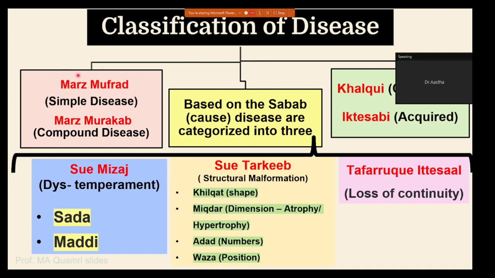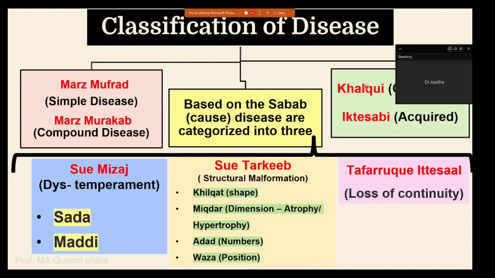There are diseases which are simple in nature, which we call marz mufarrad. Marz stands for disease, and mufarrad means simple diseases, where only one particular entity, one particular organ, will be affected. In contrast, there is another group called marz murakkab, meaning compound diseases, an amalgamation of one or more simple diseases. Many diseases come under the category of either mufarrad or murakkab.